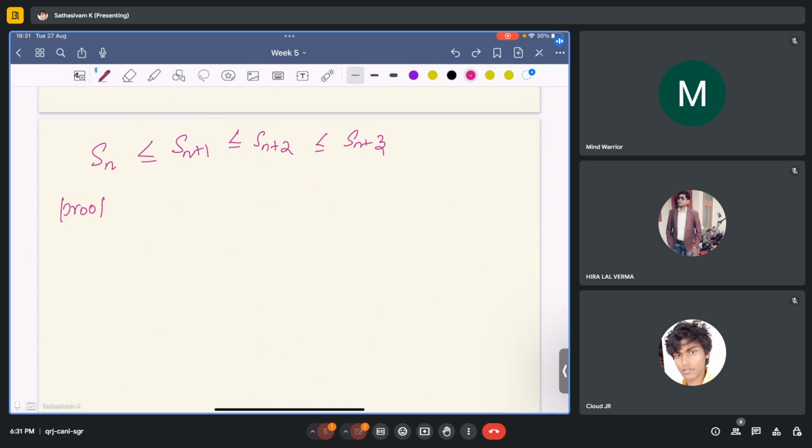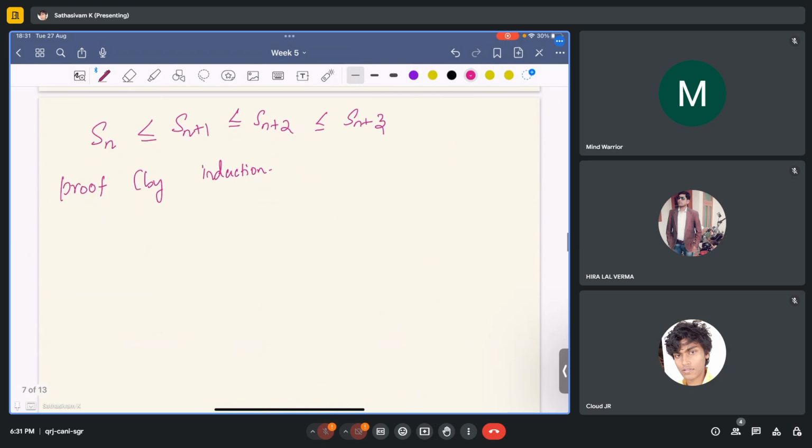So probably we'll write the proof here directly. Proof by induction. Okay. So what we will prove is that Sn is contained in S n plus i for all i greater than or equal to 1. Okay. So this is what we will prove.